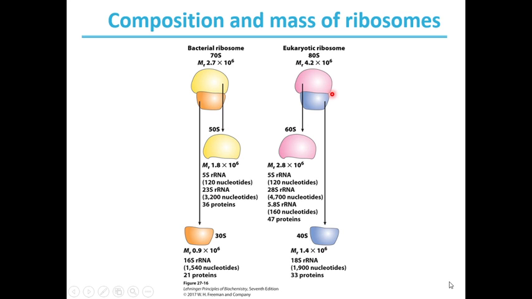The eukaryotic ribosome is much larger and more complex as compared to prokaryotic ribosomes. They have a diameter of about 23 nanometers in eukaryotes, as compared to bacterial ribosomes, which are only 18 nanometers. Eukaryotic ribosomes also have 2 subunits, as shown here. One is a 60S subunit and the smaller one is a 40S subunit.